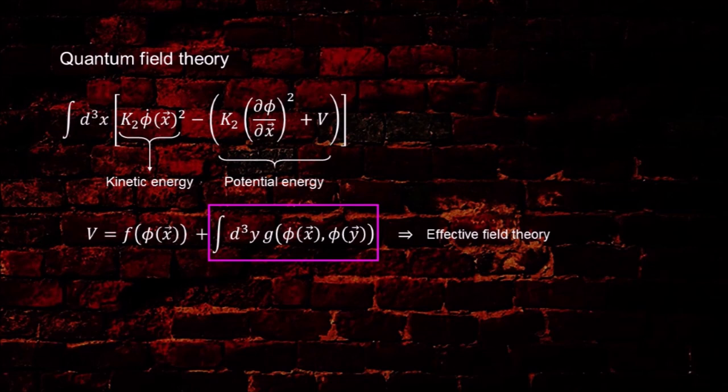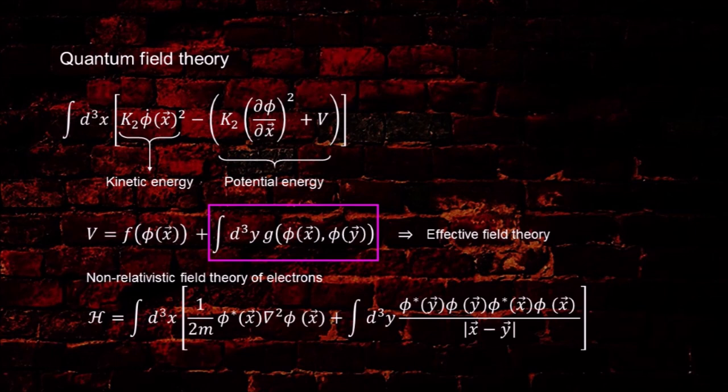A non-relativistic quantum field theory of electrons that interact via the Coulomb potential can be described by this Hamiltonian. Here, the field happens to be complex. What makes this theory effective is the integration kernel here. Why is it 1 over the distance between the particles? Why not the distance squared, or an exponential, or something else? There is no explanation that comes from this theory itself.